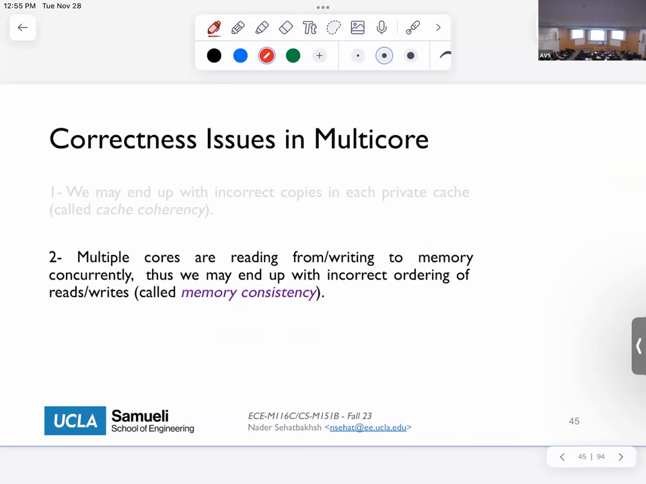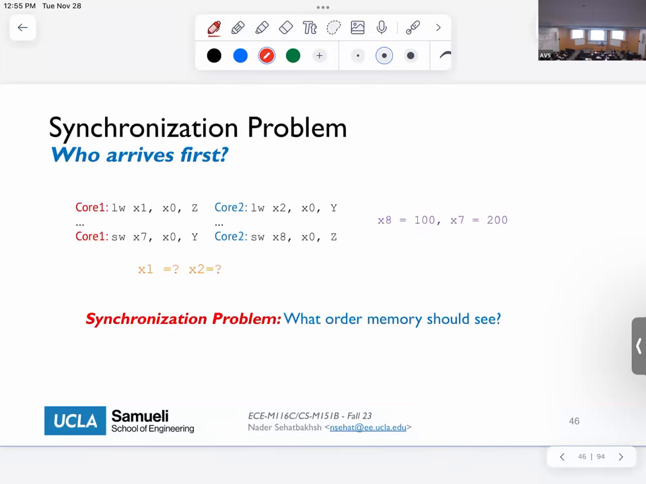The consistency issue is when the ordering of the memory operations to different addresses is not seen similarly by the other cores. To give you an example, let's consider core number one and core number two. Let's say core number one has one load that loads Z. It has a store that stores the value of X7 to Y. Let's say X7 is 200 and X8 is 100. And then core number two is loading Y and storing Z.